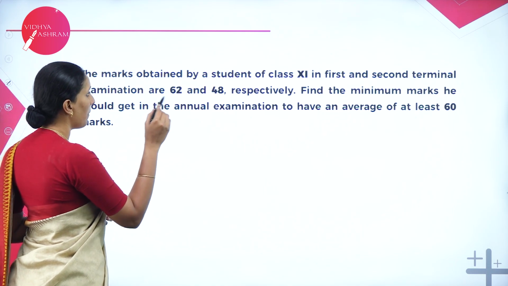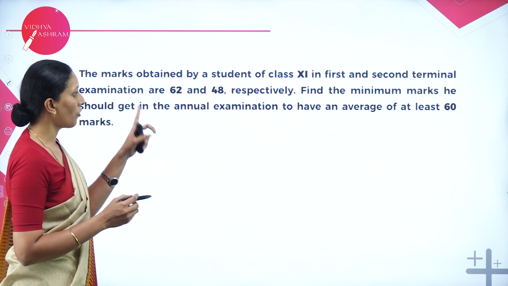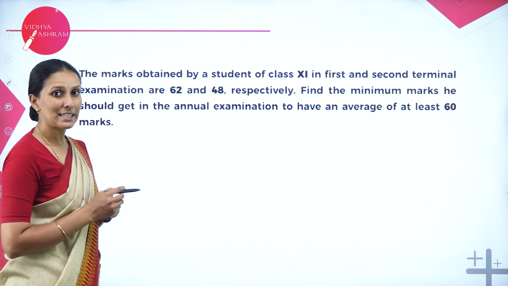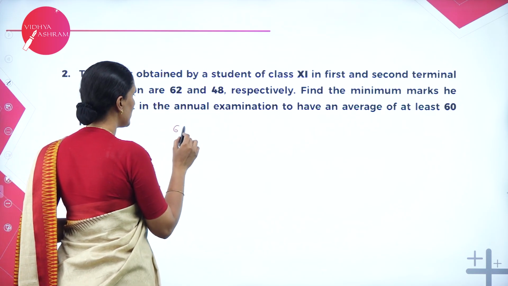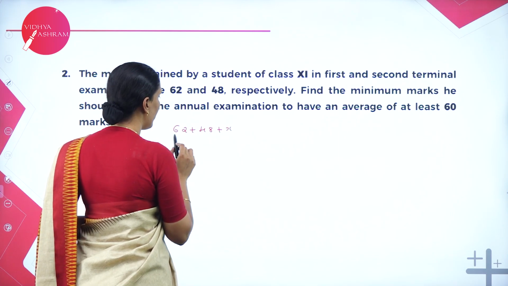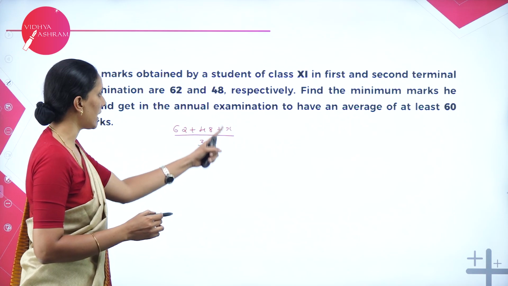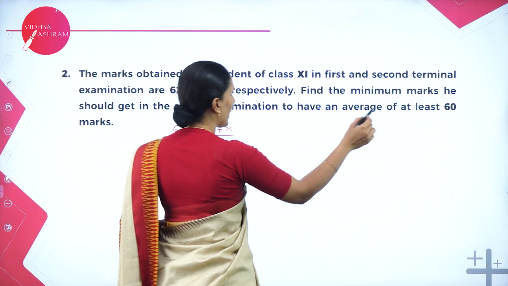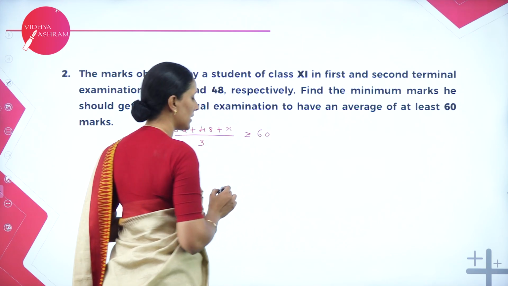So let the marks scored by the student be x. Then the average of them should be at least 60. So therefore, the given inequation can be written as (62 plus 48 plus x) divided by 3. So the average of all the 3 terminal examinations is taken in this form and it should be an average of at least 60, means greater than or equal to 60.